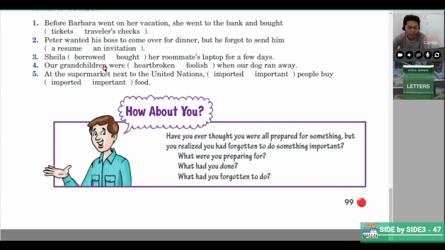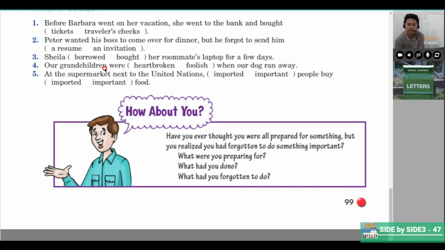Okay, next please. Our grandchildren were heartbroken. Next. At the supermarket next to the United Nations, important people buy imported food. Yes, that's right. Because we can say imported. We can say important food or imported food, but we can't say imported people. Usually when we say imported people, it's usually deported. But well done. That was great. Perfect. Let's proceed.